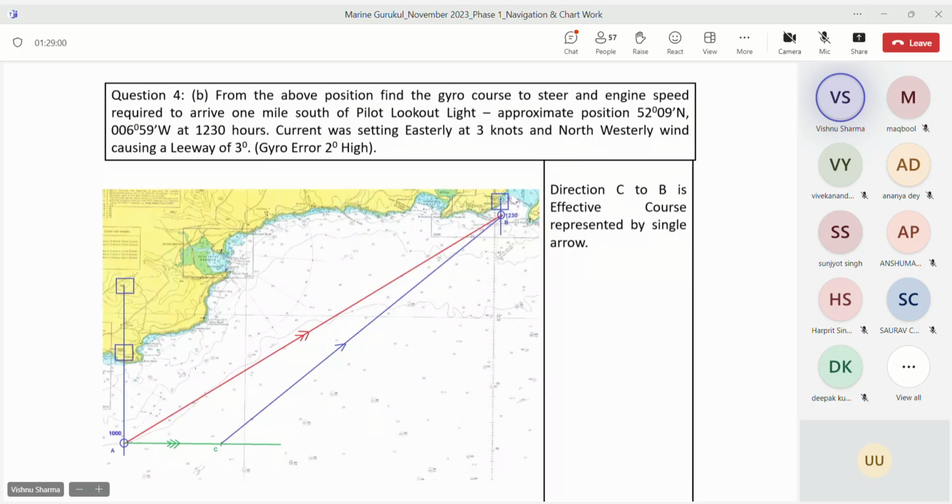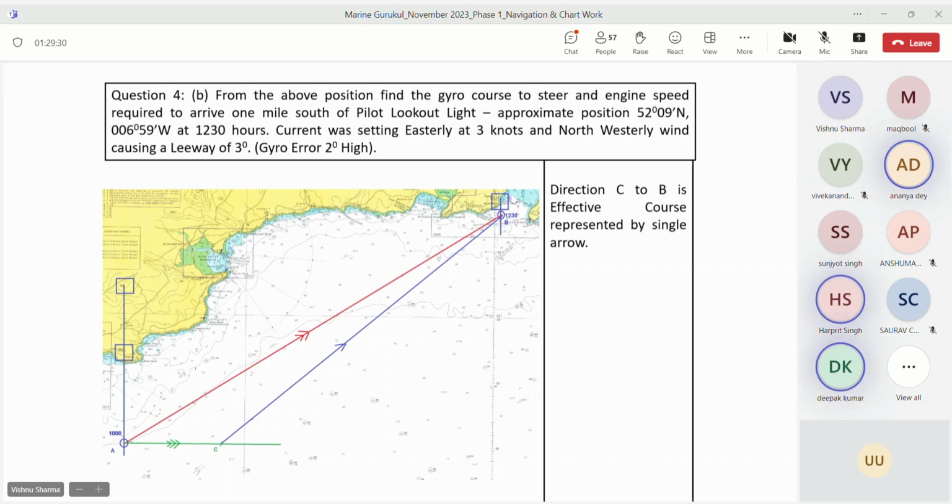Now tell me, what does distance CB represent? Name the distance CB. Engine speed? Is it engine speed? Engine distance. Yes, sir, engine distance. Is it engine speed, beta? I'm again asking you. Be a little careful in speaking. It is engine distance. Engine distance in how much time?